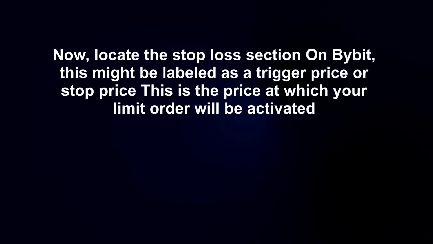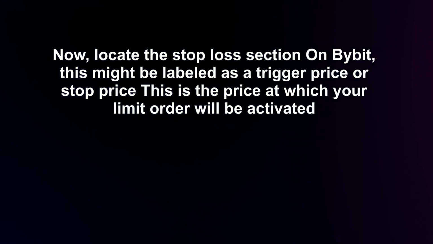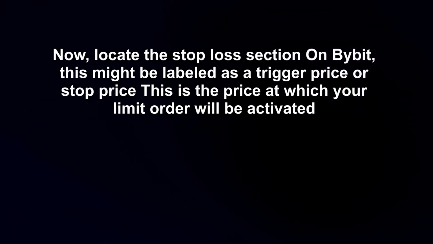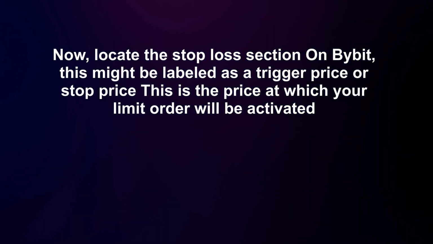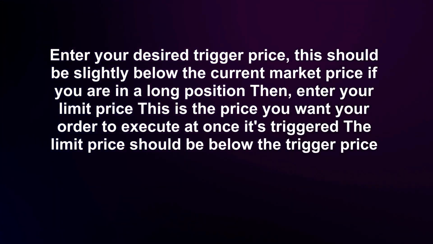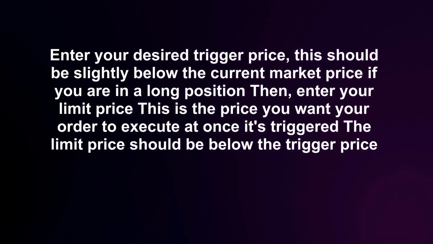execute at. Now, locate the stop loss section on Bybit. This might be labeled as a trigger price or stop price. This is the price at which your limit order will be activated. Enter your desired trigger price. This should be slightly below the current market price.